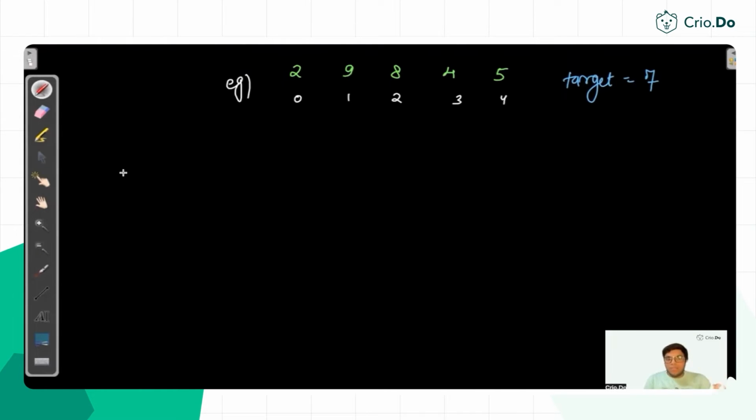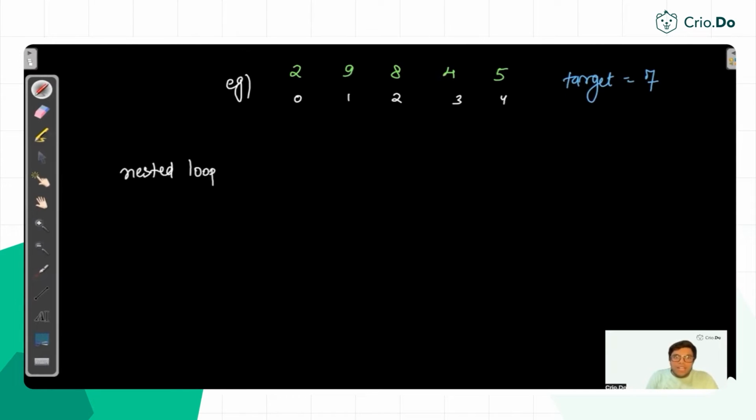We will say the most basic approach, the brute force approach, can be a nested loop. Why? Since we have to pick two elements, one element can be picked by one loop and another element can be picked by another loop. Two loops nested inside one another.